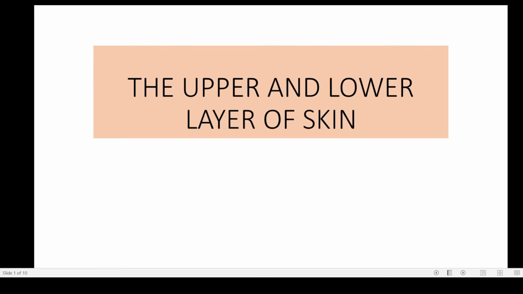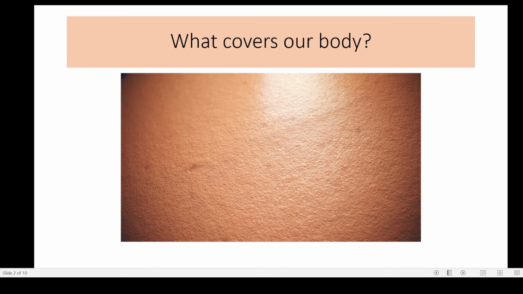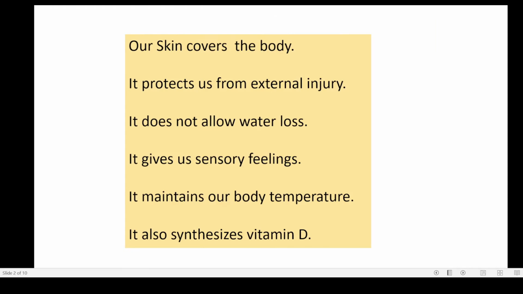Today's topic is the third unit of your science book, the upper and lower layer of skin. Now, whenever we look at our body, we find skin all over. That means the skin covers our body. Now, what are the functions of skin?